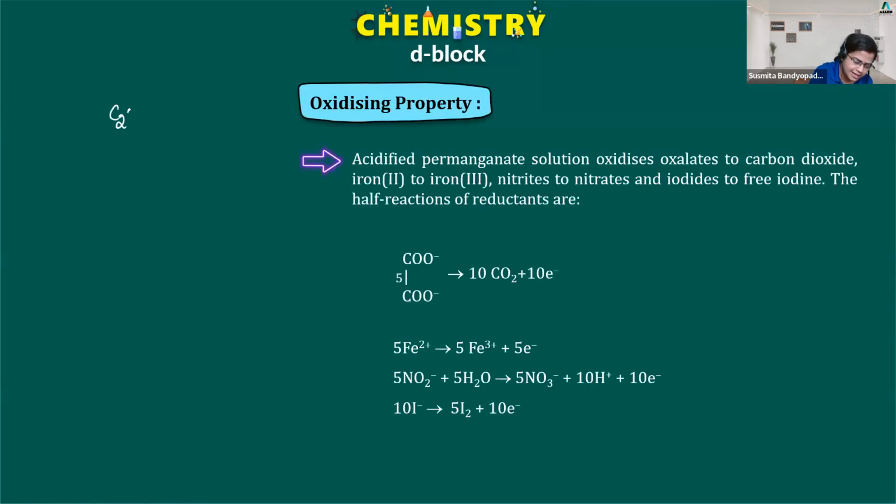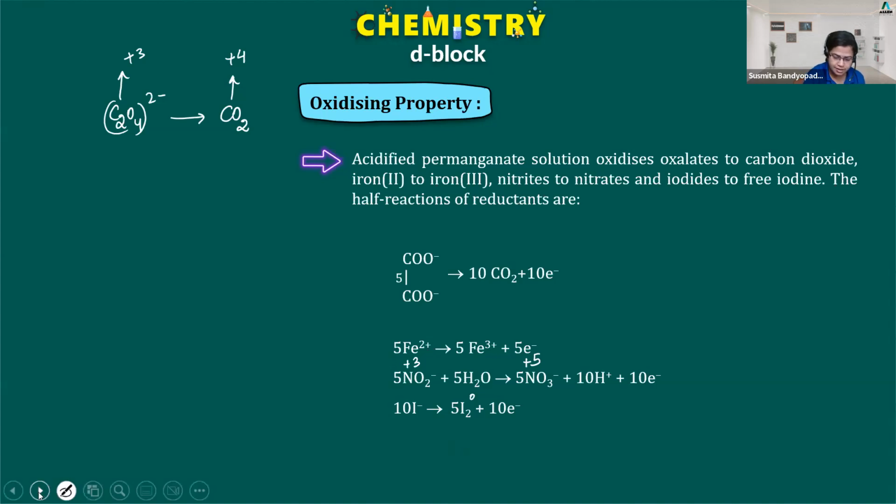So oxalates have carbon in the plus 3 state. Oxalates will be oxidized to CO2. Fe2 plus to Fe3 plus. Understood. Nitrite to nitrate, plus 3 to plus 5. Minus 1 to 0. All these things are brought about by what? KMnO4. It's a very, very strong oxidizing agent. Acidified KMnO4.